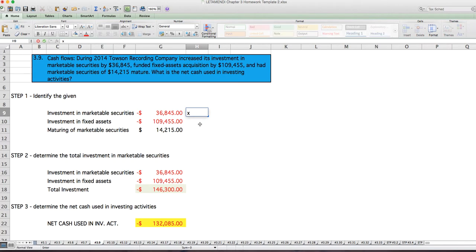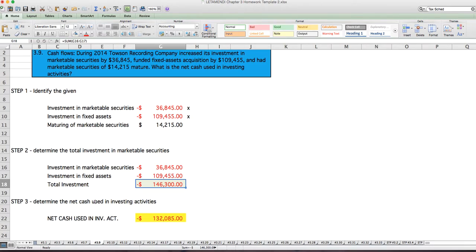36,845. So let's X that. Let's cross it out. Investment in fixed assets, 109,455. Let's X that. So then the total investment is basically adding these two. So you know that when you add two negatives, you get a negative, right? So 109 plus 36K equals 146,300. So then that was the total investment.